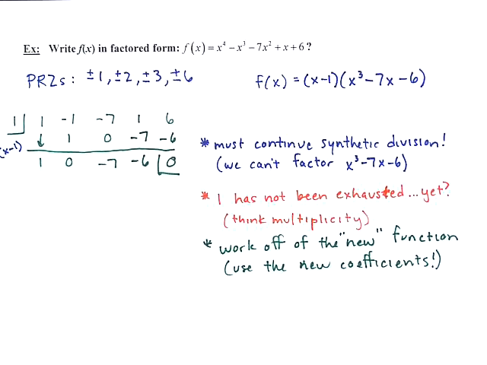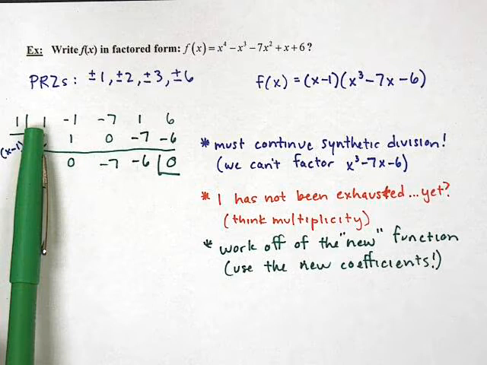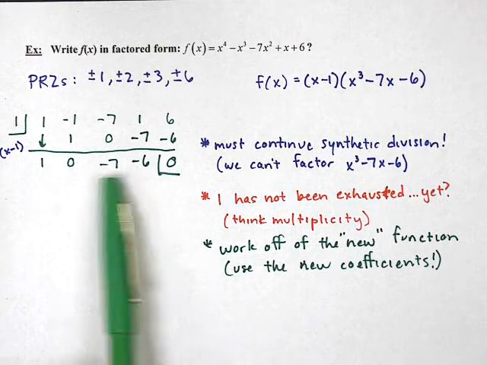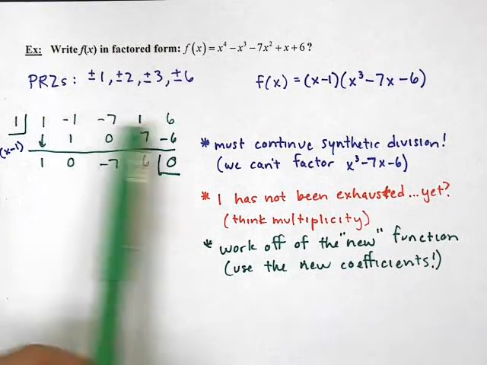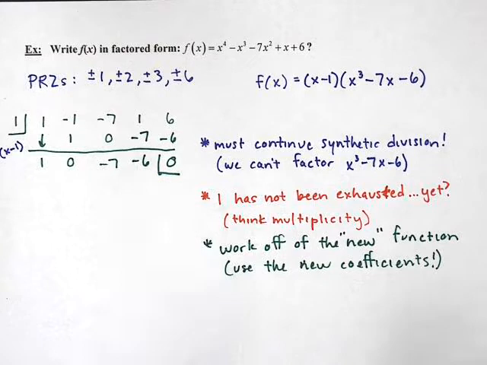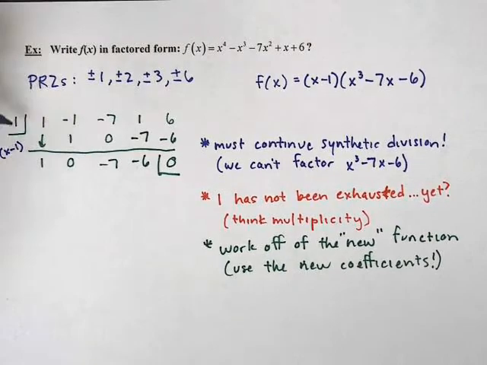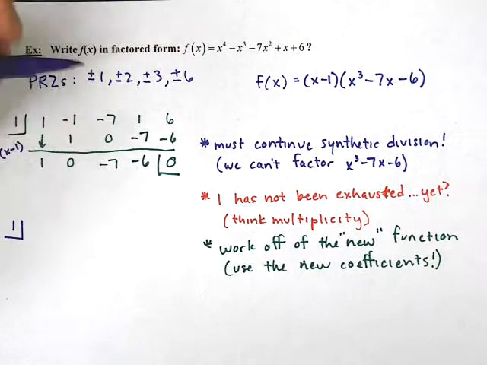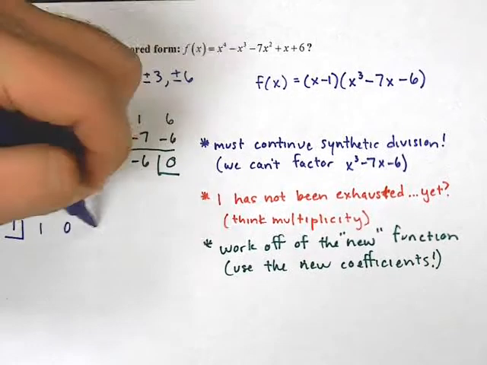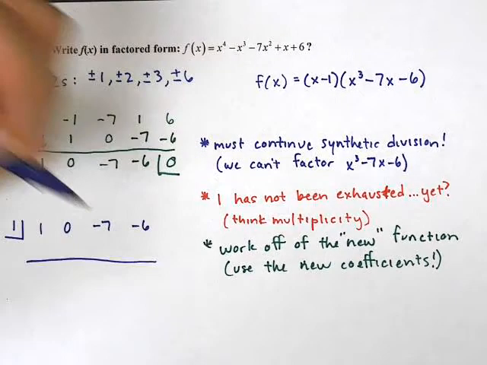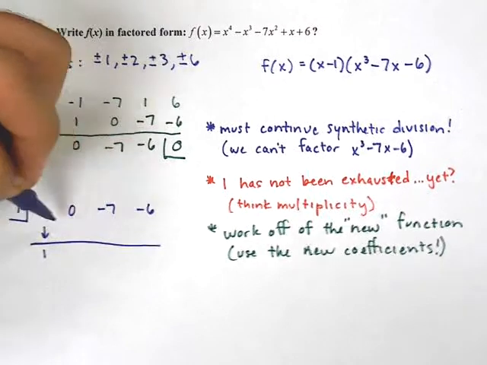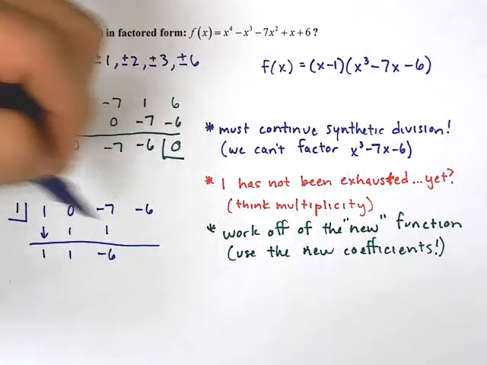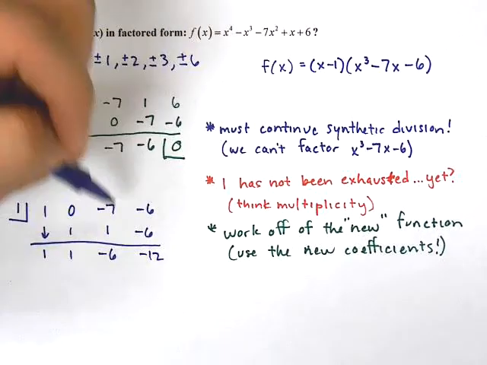I do not want you guys to start over from the very beginning. We now know that we were able to factor part of this, so we have this function remaining that we need to factor. Do not go back to the original. Work off of the new coefficients. So that's going to look like this. Again, I'm going to try 1 again, but I'm going to use my leftover coefficients, the quotient coefficients: 1, 0, negative 7, negative 6. Let's see what happens. I bring this down, 1. It's 1. This is 1. What do we got? 1, negative 6, negative 6. That's negative 12. Okay, that didn't work.